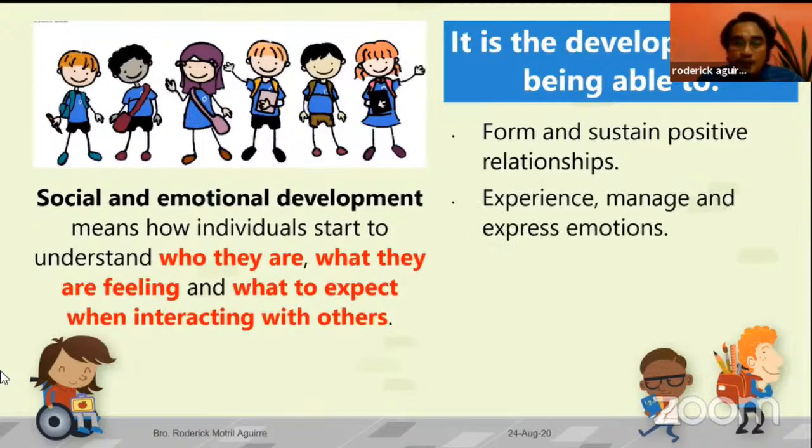Next would be experience, manage, and express emotions. We need to help our kids understand that even with friends, even with other people, there are a lot of frustrations that they will encounter, a lot of situations that would make them angry, frustrated, irritated. And it's good to talk about this, and we have to tell them that it's normal to feel that way, but there's a positive and a more healthy way to express those emotions.